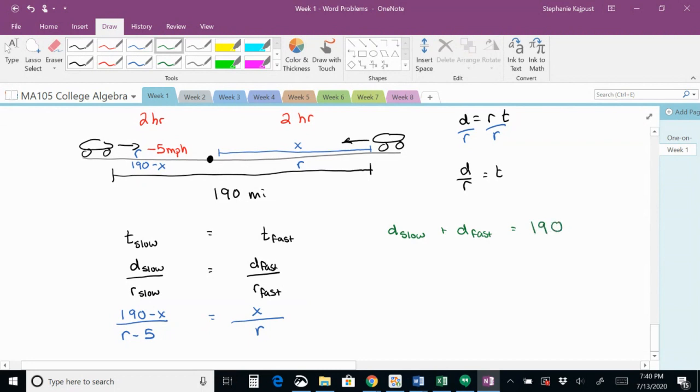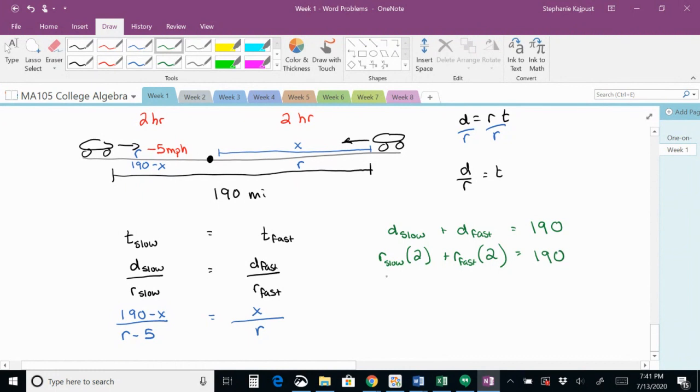If we worked that way instead, you'd have the rate of the slow car times the time of the slow car, which is 2 hours, plus the rate of the fast car times the time of the fast car, which was also 2 hours, and that equals 190.